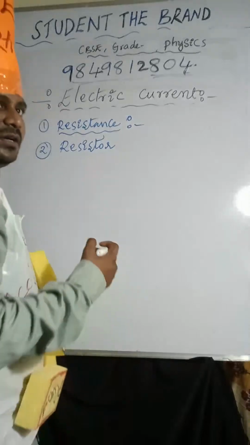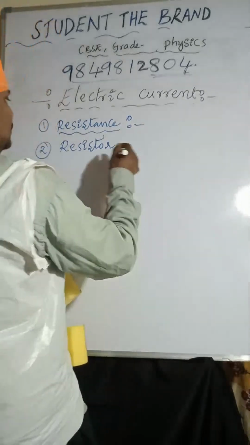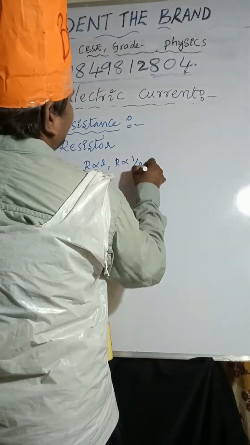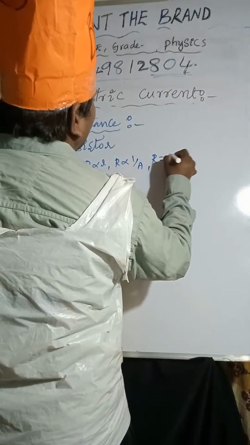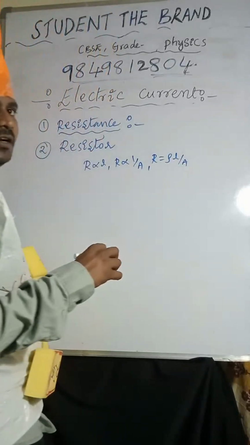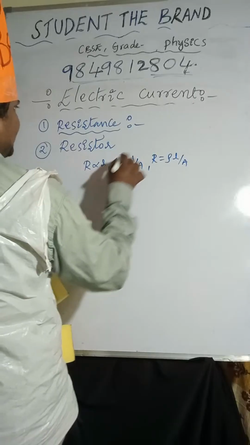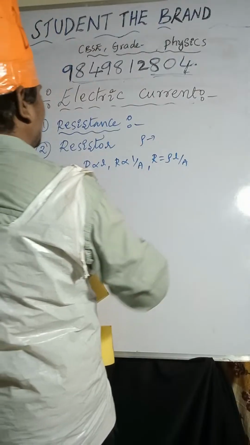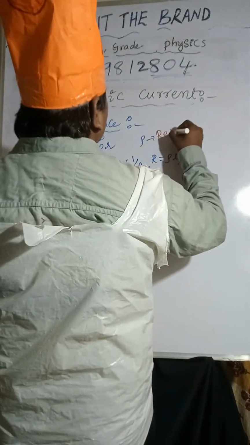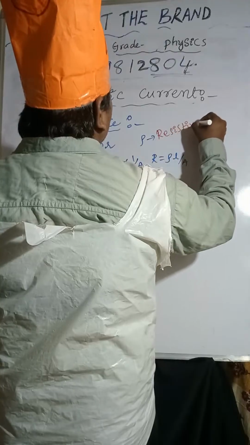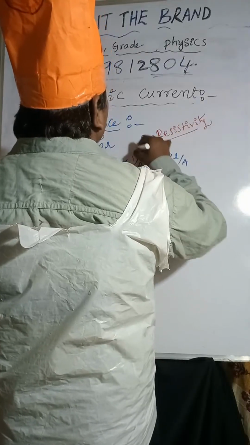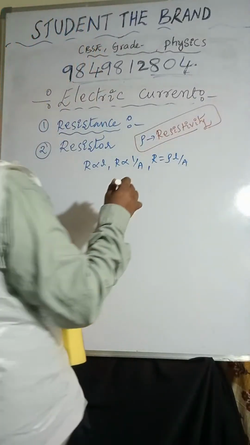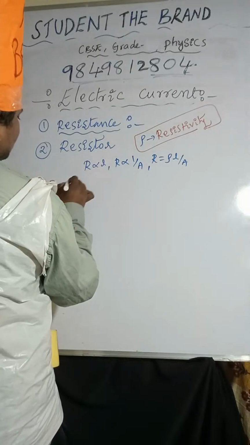Now you can see here, resistance R is directly proportional to the length of the conductor, and R is inversely proportional to the area of the cross section. So R equals rho into L by A, where rho is the resistivity and R is the resistance.